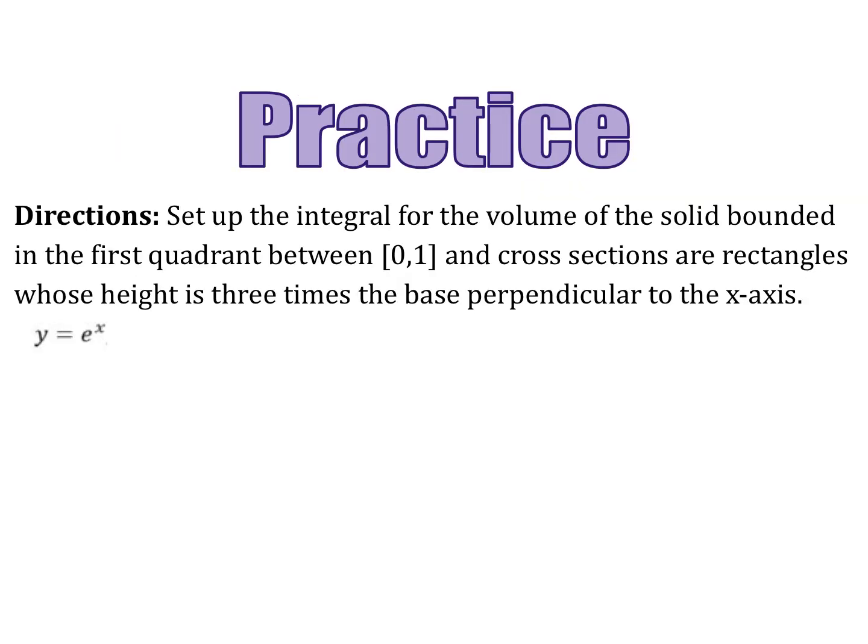Okay, here we go. We're going to set up the integral for the volume of a solid bounded in the first quadrant between 0 and 1. And the cross sections are going to be rectangles that are perpendicular to the x-axis. And then here's some information about those rectangles. The height is 3 times the base.